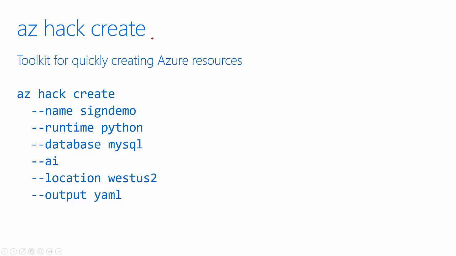So the little example command that I have up here is going to create an application that's going to be called sign demo. This will actually append on a few random characters at the end just to make sure that it's going to be unique. So that way it will successfully run for me. My runtime here is going to be Python. My database is going to be MySQL. I'm going to enable AI, cognitive services. I'm going to place everything into West US 2, which is one of the Azure regions. You can go peruse all the other ones that are available. And then last but not least, I'm going to specify the output as YAML.